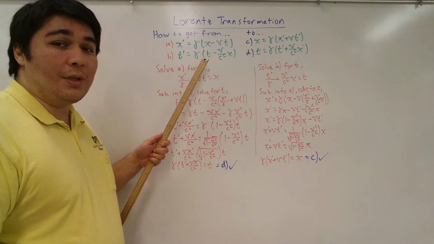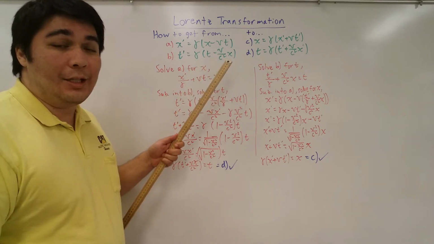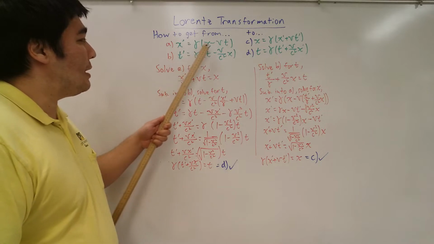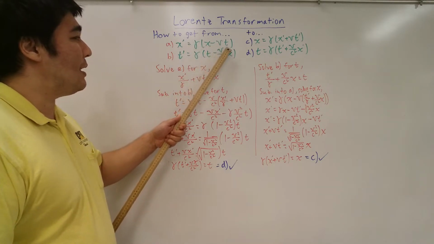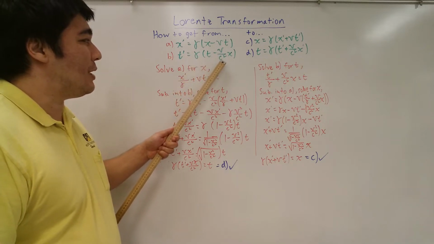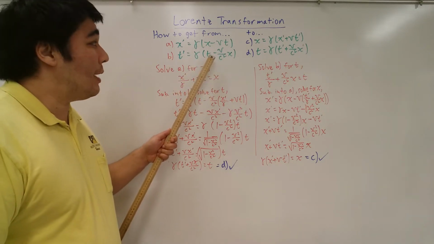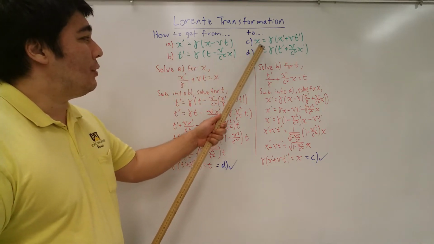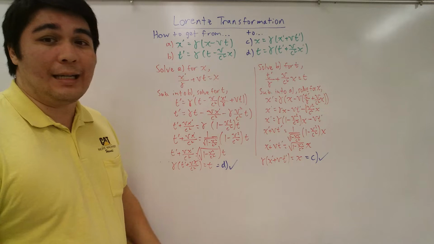The one thing I wanted to focus on, which I touched on in the last video, was that I had the results x primed equals gamma times (x minus vt), and t primed equals gamma times (t minus v over c squared times x). And I wanted to show you how to go from this function of x primed and t primed to x and t, and how to get that inverse.